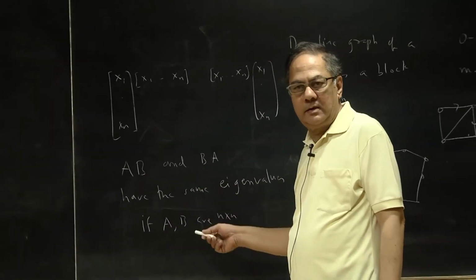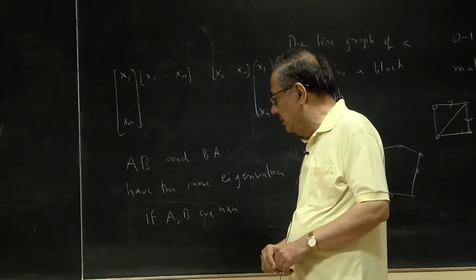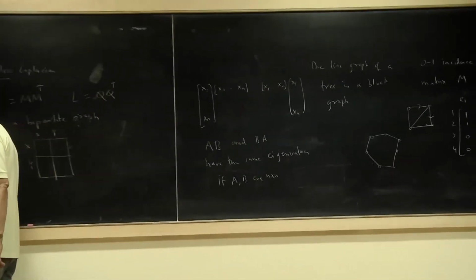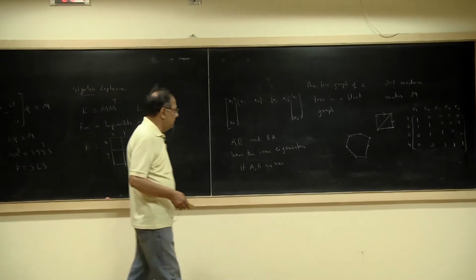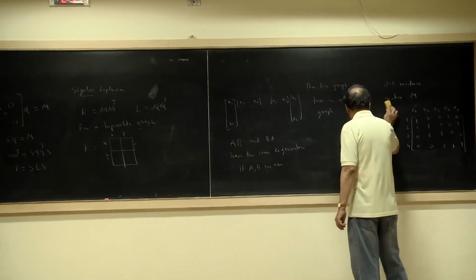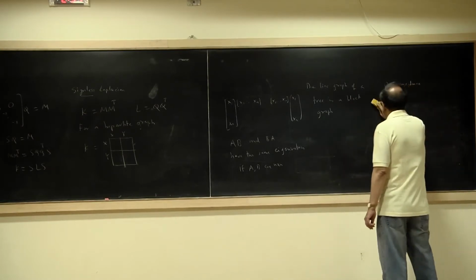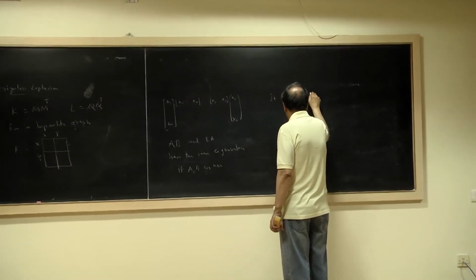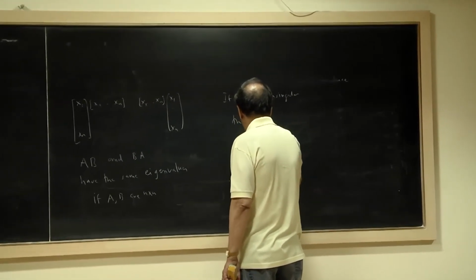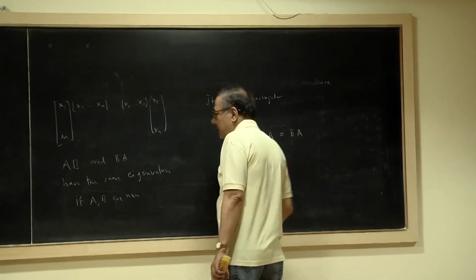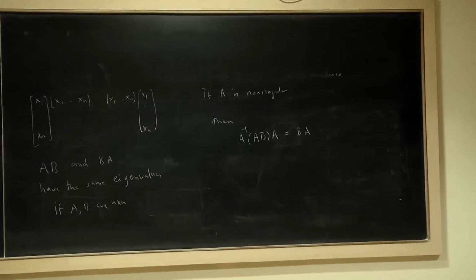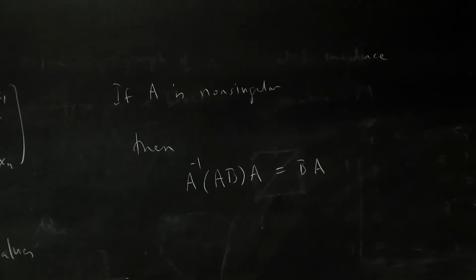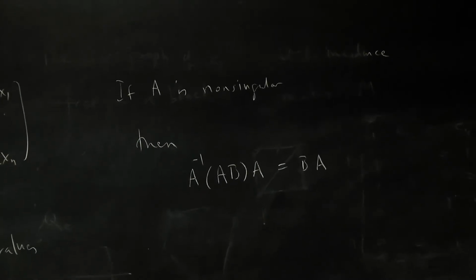Have you seen the proof of this? If both are square, there are several proofs. If one of them is non-singular, then the proof is easy, but the other case has to be done in some other way. You can appeal to continuity; that is one proof. There is also a proof based on partitioned matrices, which is simple. But let me just say that if A is non-singular, then A inverse AB A is equal to BA. So AB and BA become similar matrices. Two matrices are similar if one is P inverse AP, and similar matrices have the same eigenvalues and the same characteristic polynomial. So AB and BA have the same eigenvalues. But that doesn't work if the matrix is singular; then you have to do something else.